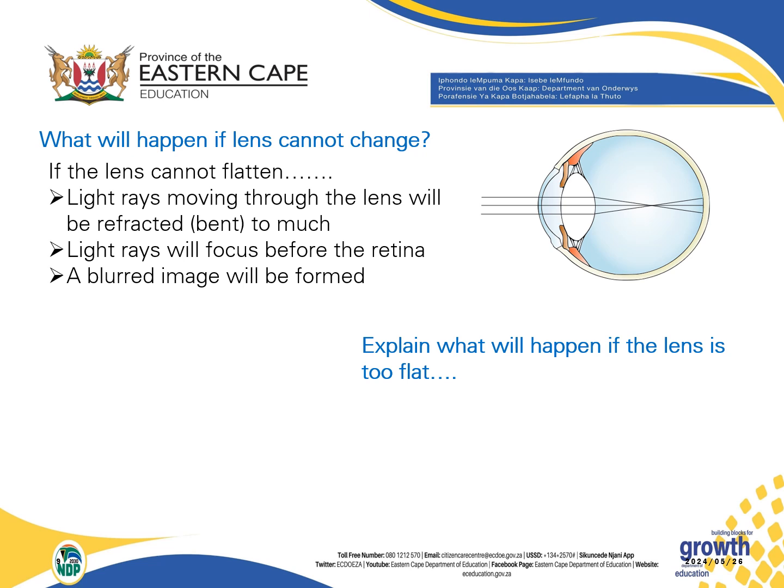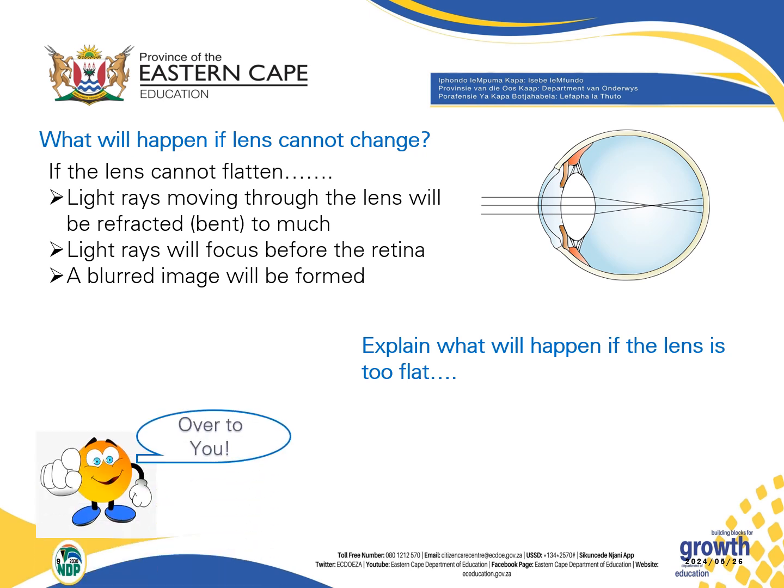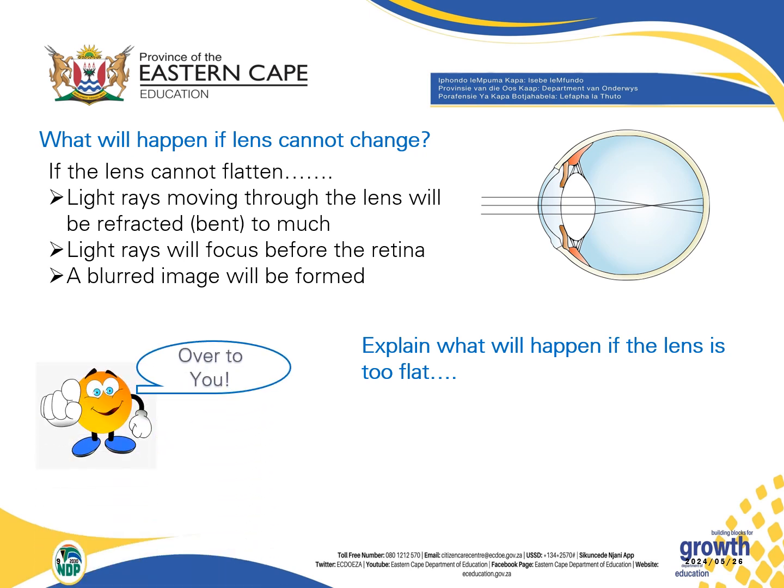Now, can you explain what will happen if the lens is too flat? Remember to use the example that we've just used above in order to explain this event. So now it's over to you as we pause while you think of how to answer this question.